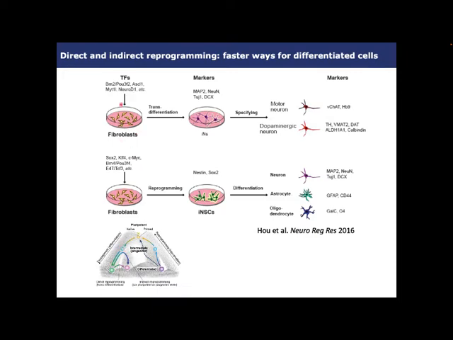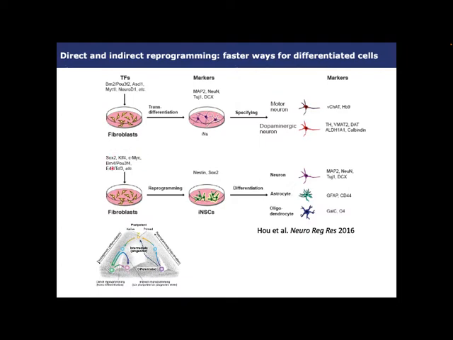So if we add a certain type of transcription factor into the fibroblast, those transcription factors induce the transdifferentiation or direct reprogramming toward neurons, which express the neuron-specific markers. We call this induced neuron, iN, and these neurons can be specified into various subtypes of neurons.